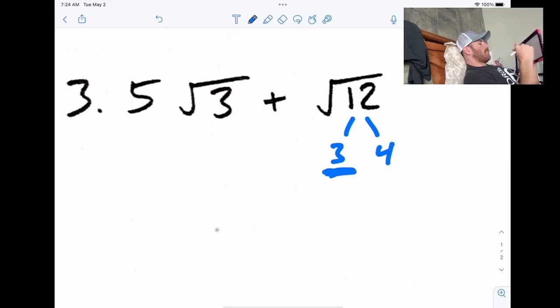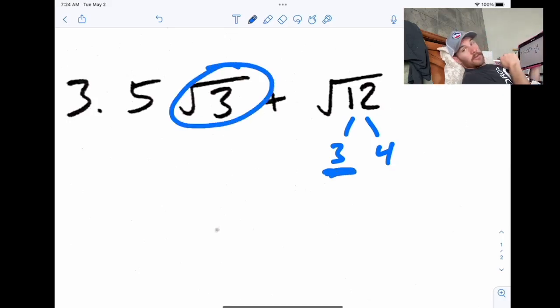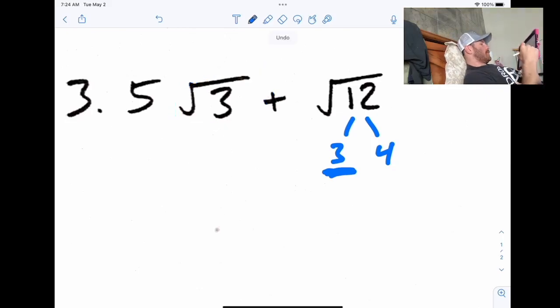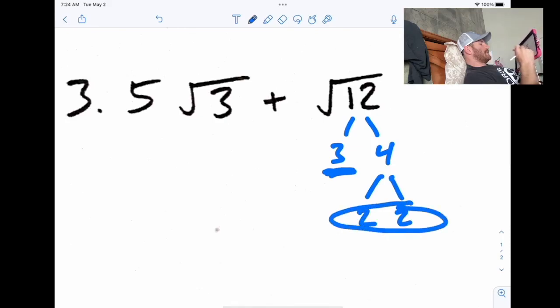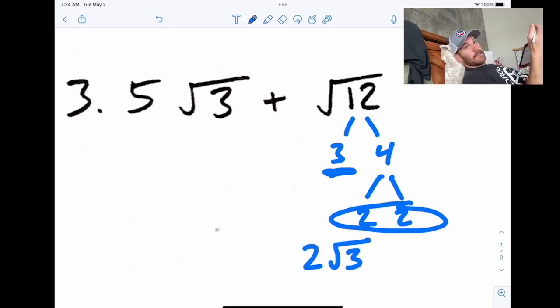All right, so that simplifies into 3 times 4, which is good. We want a 3 here because we know that we want to end up with a 3 in the radical sign, right? We do that one more time. We get 4. We have 2 and 2. That's great. That's a pair. And we end up with 2 times the square root of 3 instead of the square root of 12.